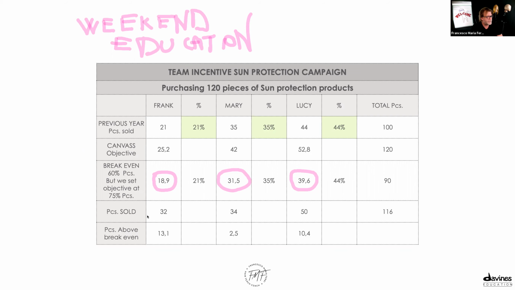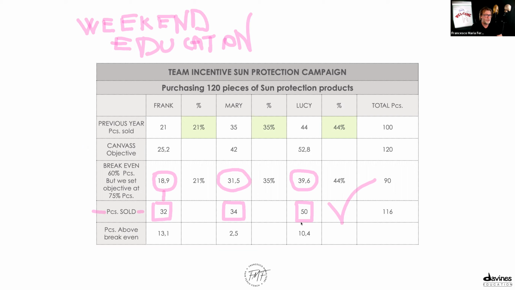Now, what's next? As an end result, at the end of the campaign, Frank got 32 products sold. Mary got 34, and Lucy did 50. So basically, it's very good because everyone made more than last year. Okay, everyone, except Mary actually a bit, but in general, they made more than last year.